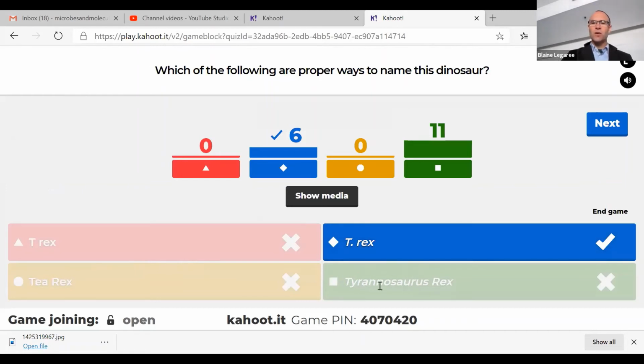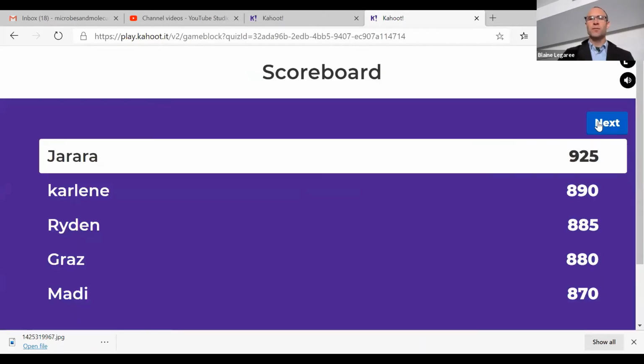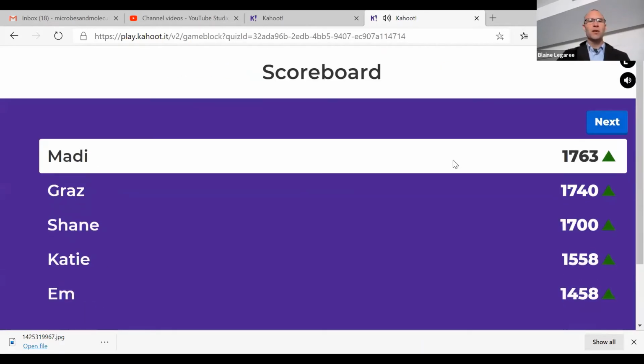So what is wrong with the green one? You can see the Rex, the R, is a capital letter. It should be a small letter. T-Rex, the yellow orangish one, that's just a kid's book. It's about a dinosaur that likes to drink tea. I thought that one was kind of cute. Hopefully you enjoy that one. Okay, I think I have one more for you. See how the points, Madi is in the lead, good job.